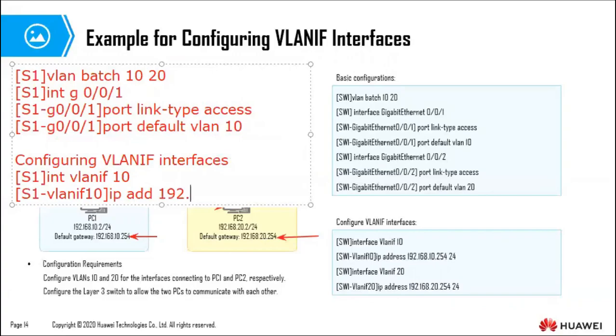192.168.10.254/24, just like that. Once you're done, from the same view, you can create VLANIF 20. Then again, you assign it an IP address. So that's how you configure VLANIF interfaces.